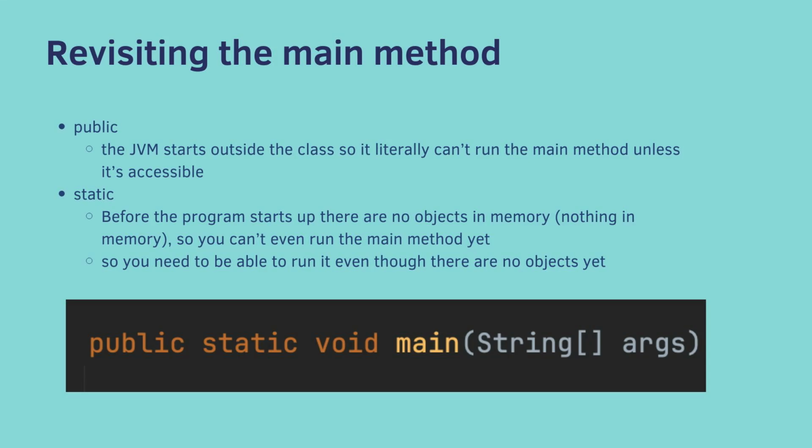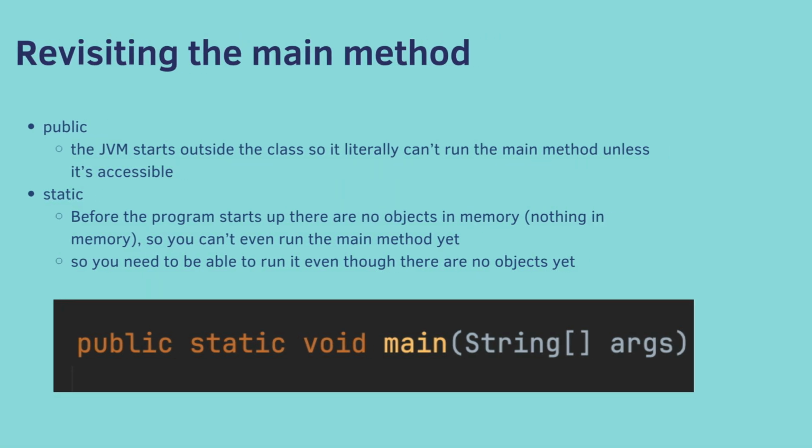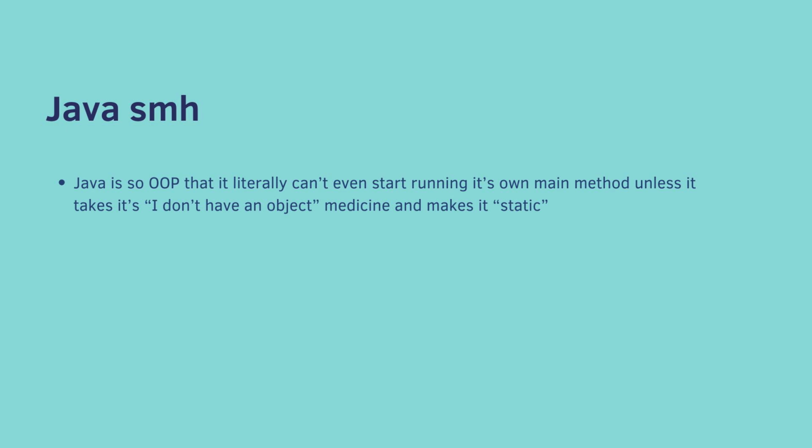It also has to be static because before the program starts up, there are no objects in memory. There's nothing in memory. So you can't even run the main method yet. So you need to be able to run it even though there are no objects yet, and the way Java does that is it makes it static. So Java is so object-oriented that it literally can't even start running its own main method unless it makes it static, which is kind of funny when you truly understand what's going on.